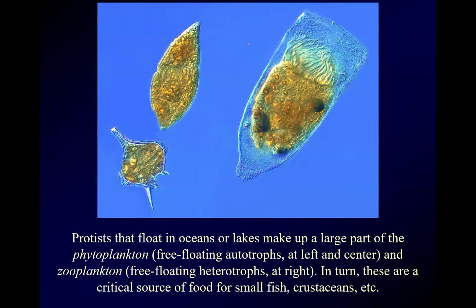Why should we care? Well, there's a ridiculously large number of protists out there living everywhere you can think of and plenty of places you can't. Protists that float in oceans or lakes make up a large part of what we call phytoplankton and zooplankton. Phytoplankton, these two critters right over here, belong to a major group of protists called the dinoflagellates. They are autotrophic. They do photosynthesis. They make up what we call the phytoplankton.